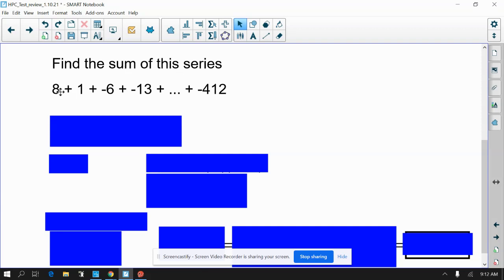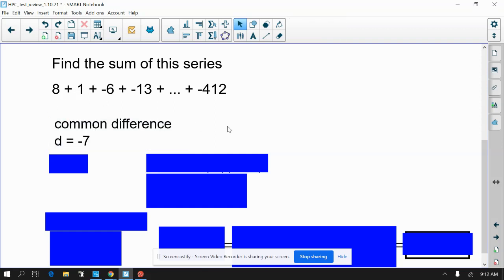Last question. Find the sum of this series. So here, we don't know how many terms there are. We know we're adding, but we don't know how many we're adding, and we don't know much. So let's investigate. How do I get from one term to the next? It looks like I am subtracting 7. So that is called a common difference, which means it's arithmetic. And the common difference is negative 7.